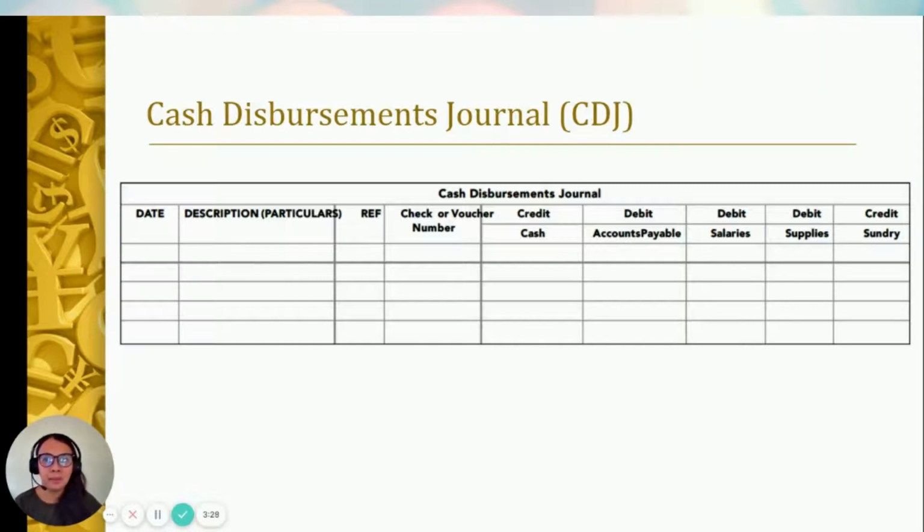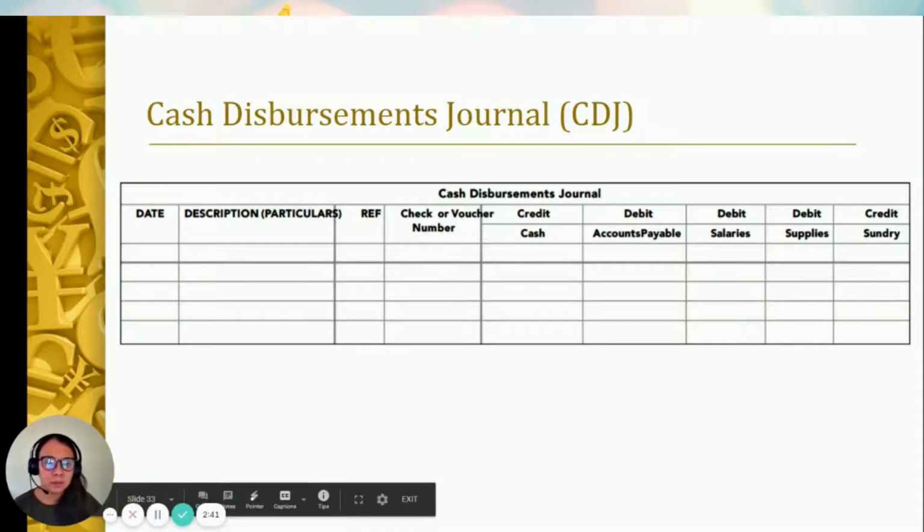And next would be the check or voucher number. This represents the identifying number of the check issued for the related cash payment. And most of the time, a check or a cash voucher accompanies the disbursement, and the voucher number may be used as an alternative for this column. So if the business is going to issue a check as payment, then you have to write the check number. Otherwise, if the business is going to use the cash on hand and will just issue a cash voucher, then the voucher number should be recorded in this column.